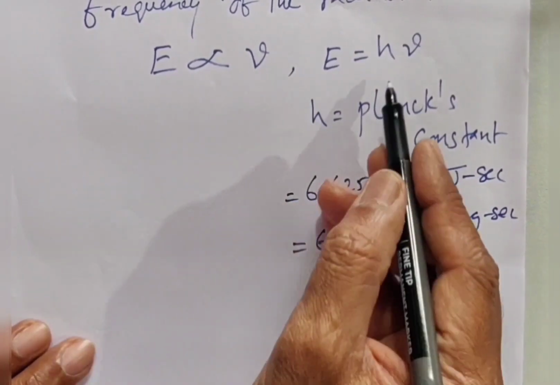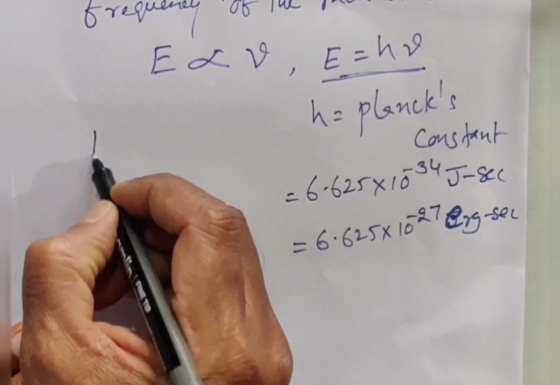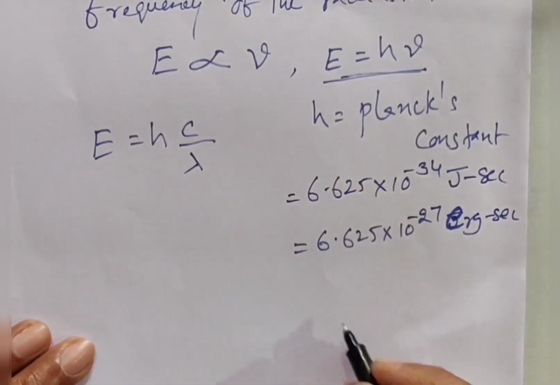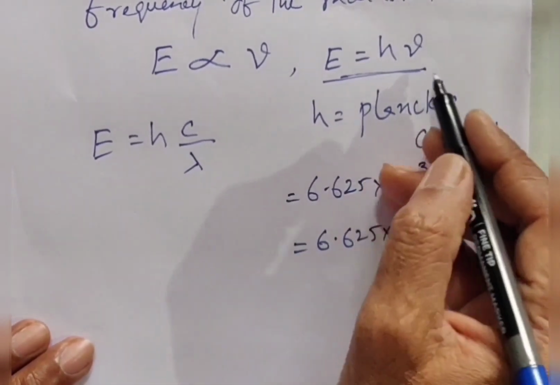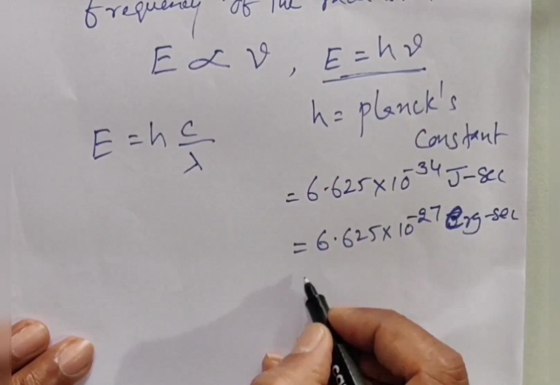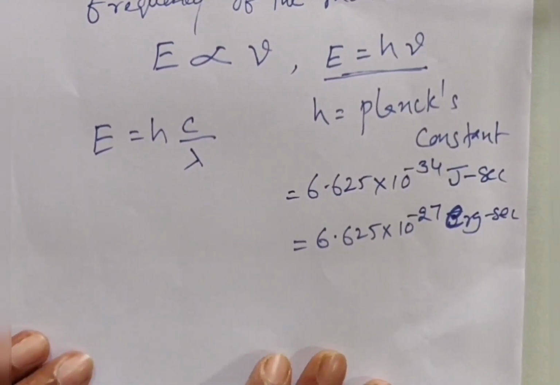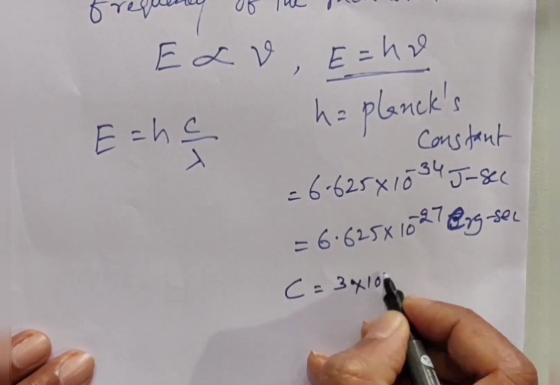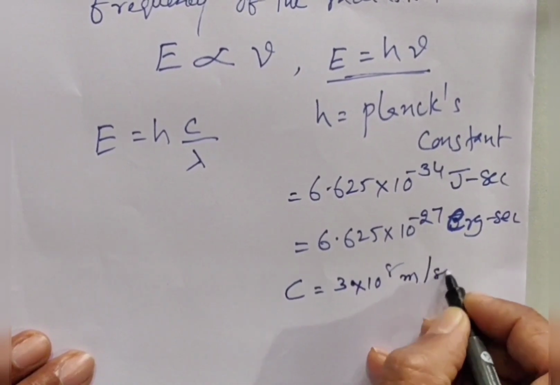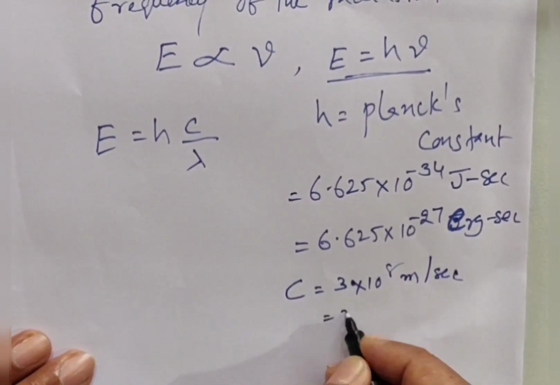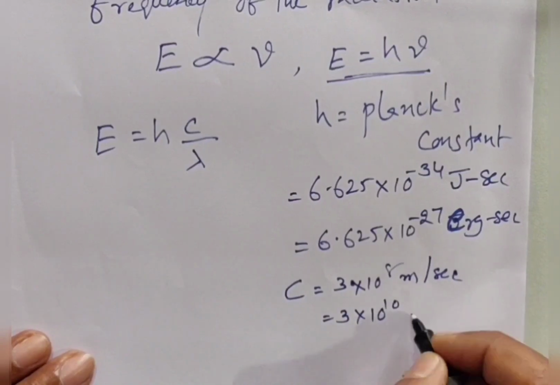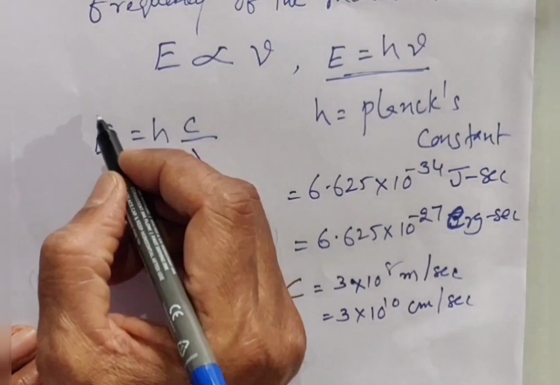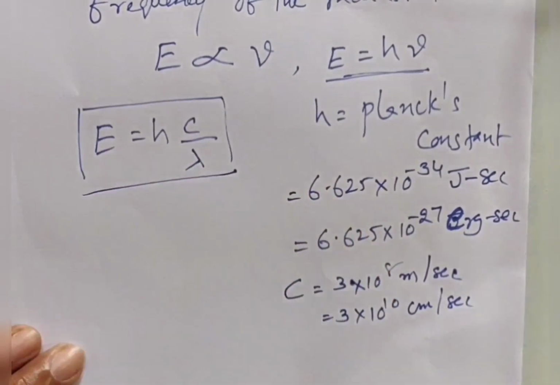Then you have to convert this mathematical expression into E is equal to hc by lambda. That means c is the velocity, nu is equal to c by lambda. Then you have to observe the c value also. C is equal to 3 into 10 power 8 meter per second or 3 into 10 power 10 centimeter per second, right?